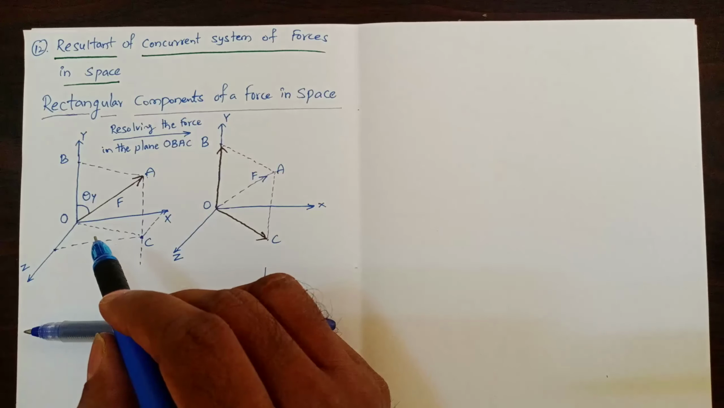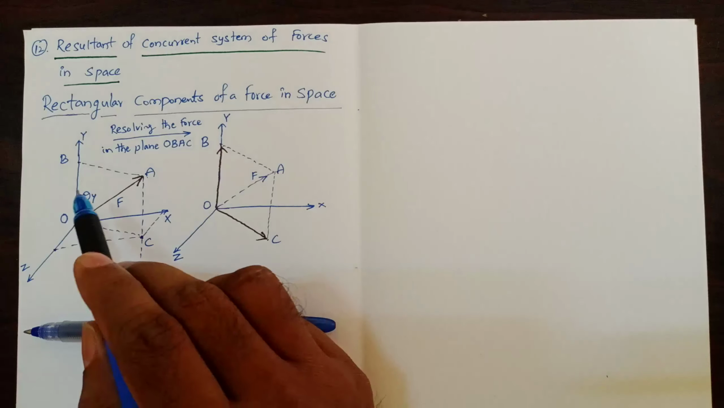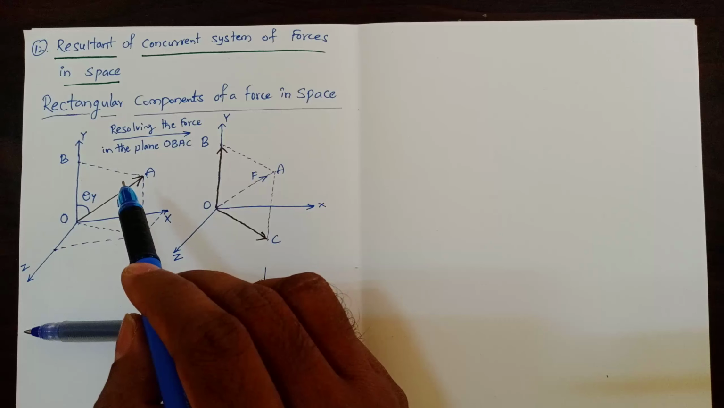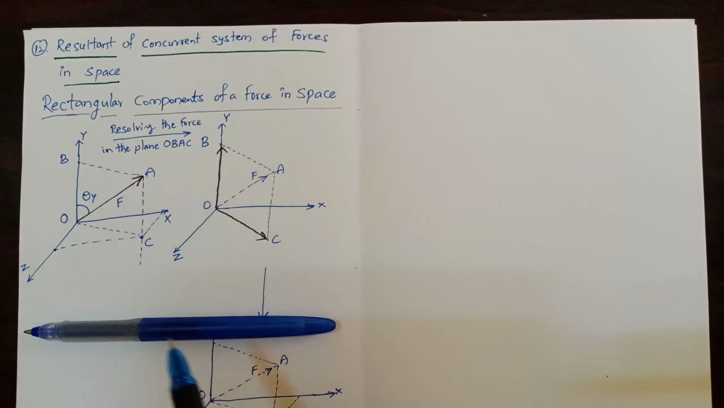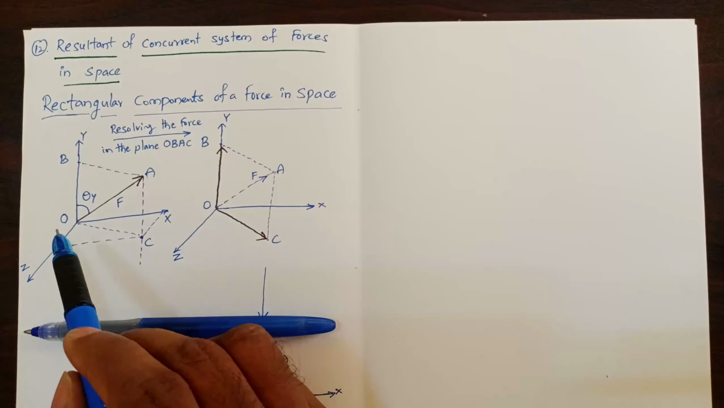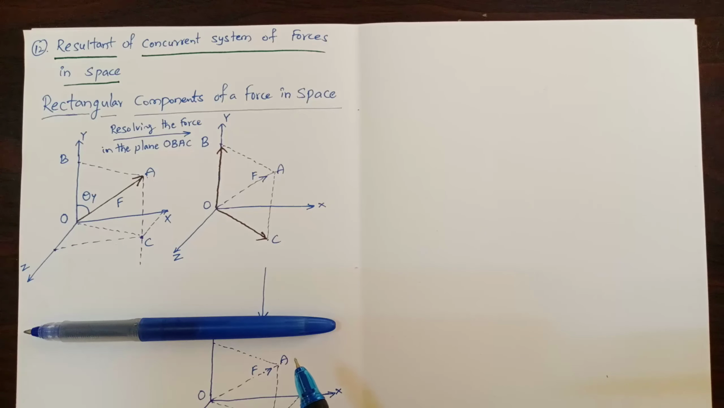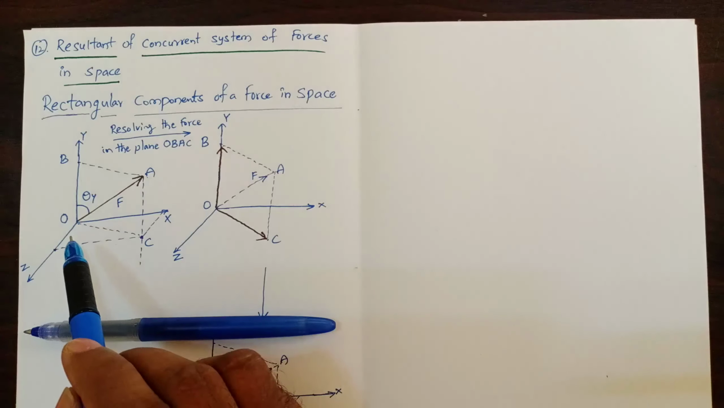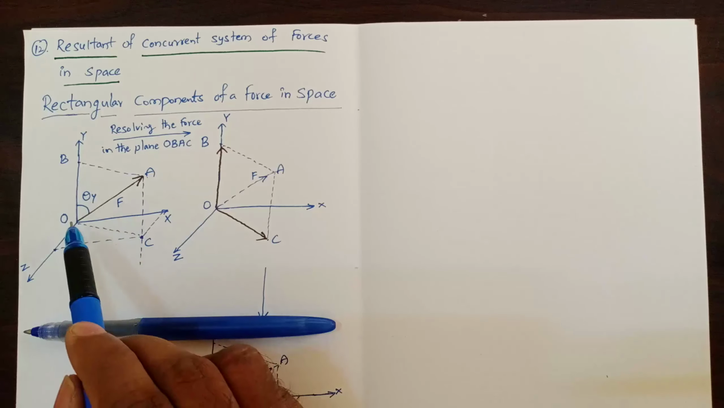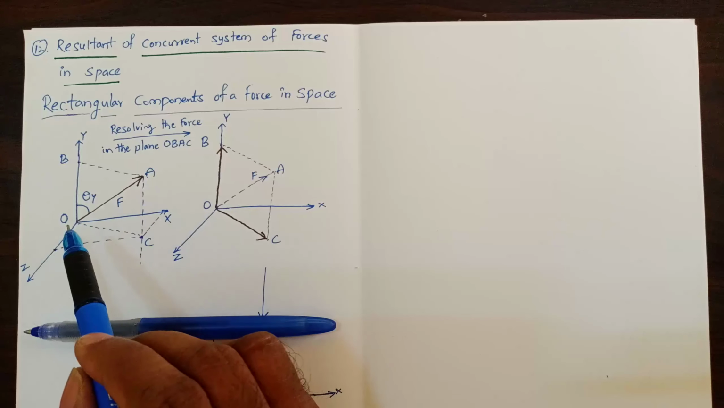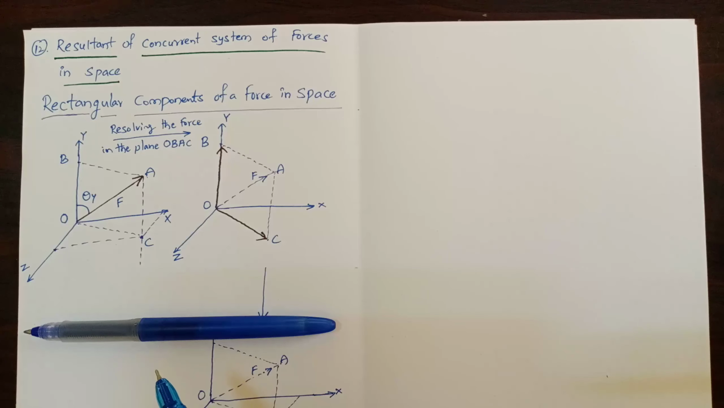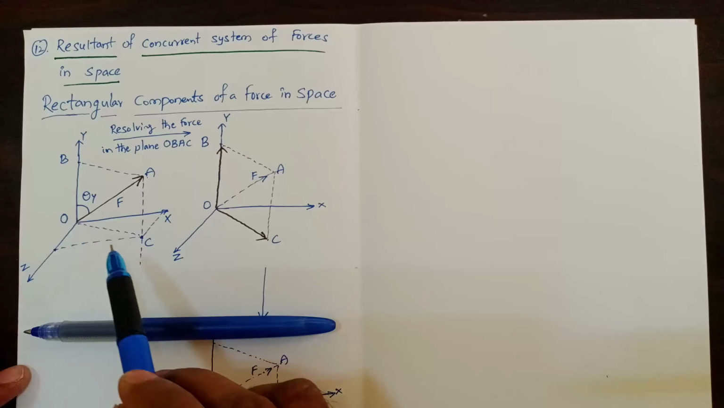And this force F is lying in a plane, which is OBAC. OBAC is the plane in which this force F is lying. It is not lying in the xy plane, it is lying in the plane OBAC. Now line OB and line OC are perpendicular, like we have in the xy plane, x-axis and y-axis perpendicular. Similarly here also, in the OBAC plane, OB and OC are perpendicular, and OA, the line of action of this force F, makes an angle theta y with the y-axis, that is with this OB line. So if we resolve this force into two components, one will be along OB, the other along OC.